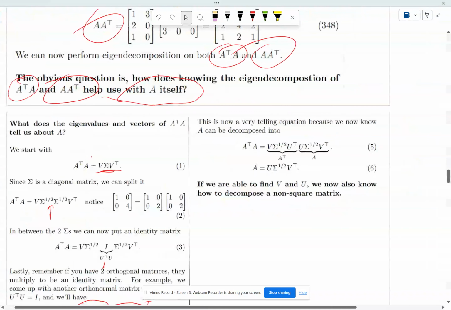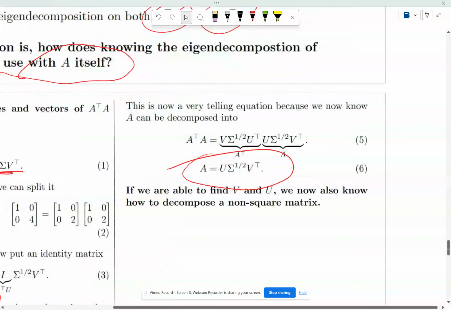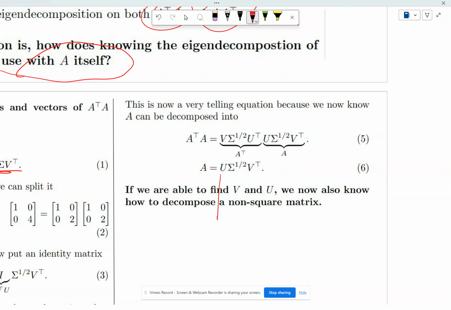The goal now, having convinced you that A can be decomposed into three matrices, regardless of the fact that it's not symmetric, is: how do we then go about finding U and V?